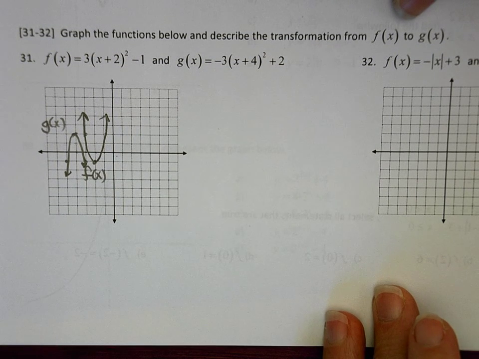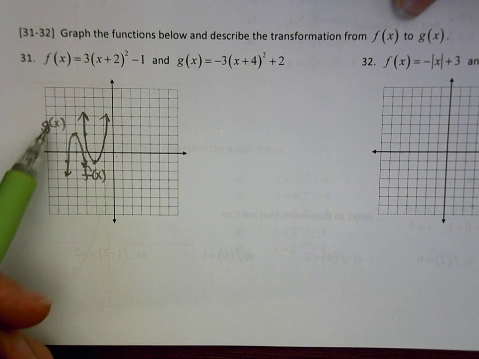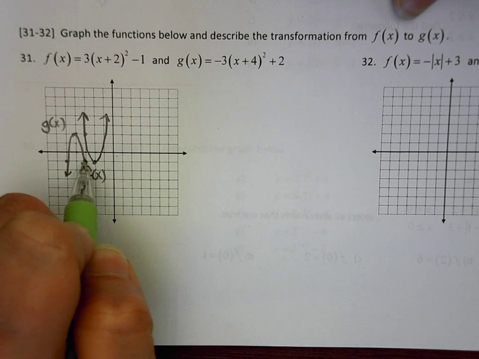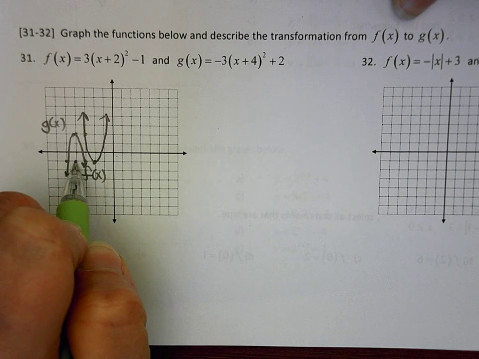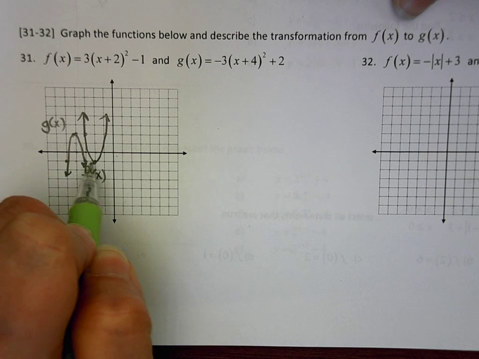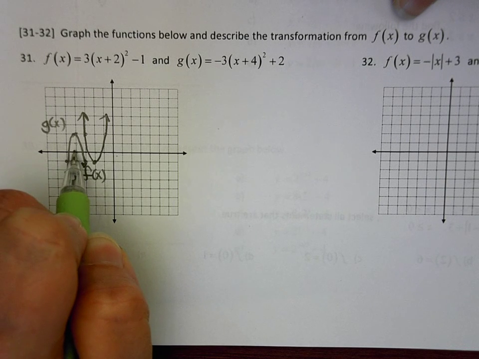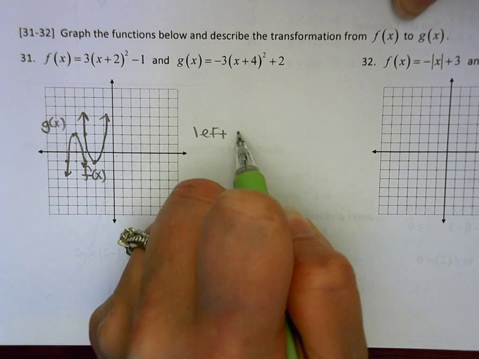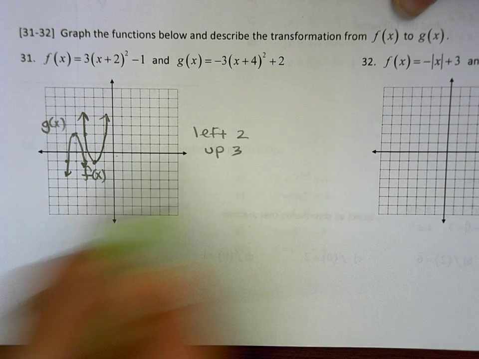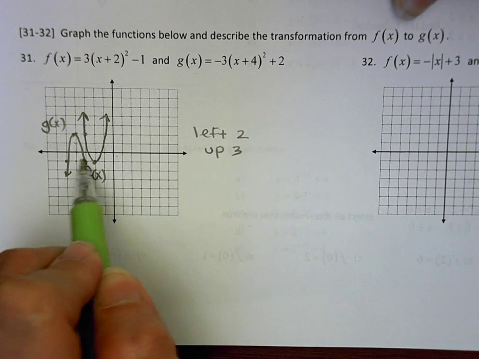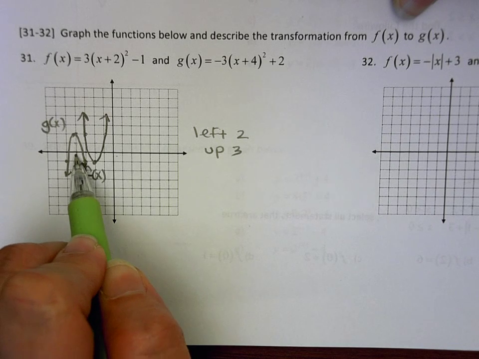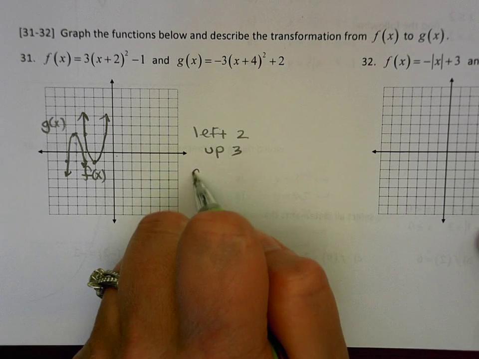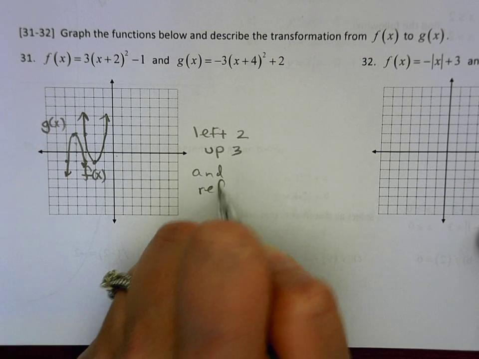So to go from F to G, I'm just going to count vertex to vertex. So I went 1, 2, 1, 2, 3. So left 2, up 3. And then I also reflected because it points a different direction. Okay.